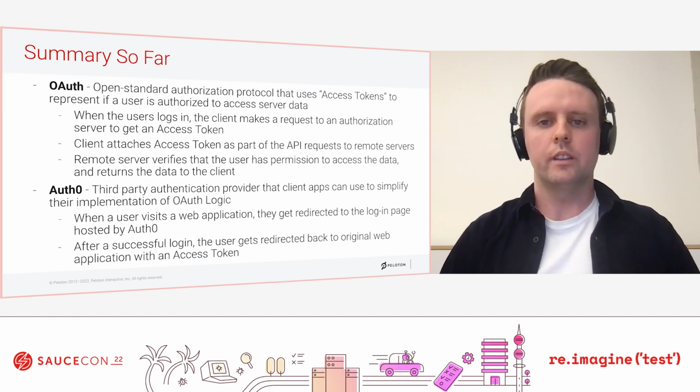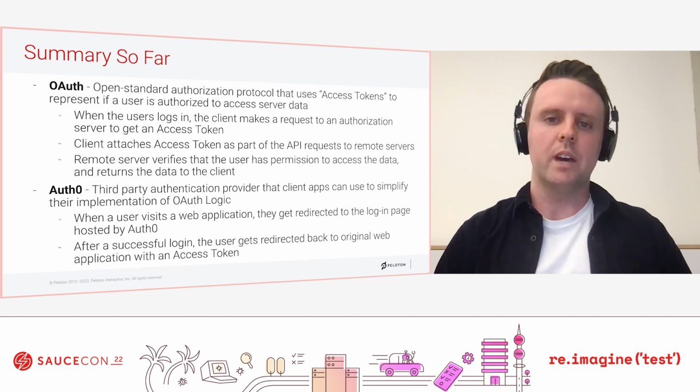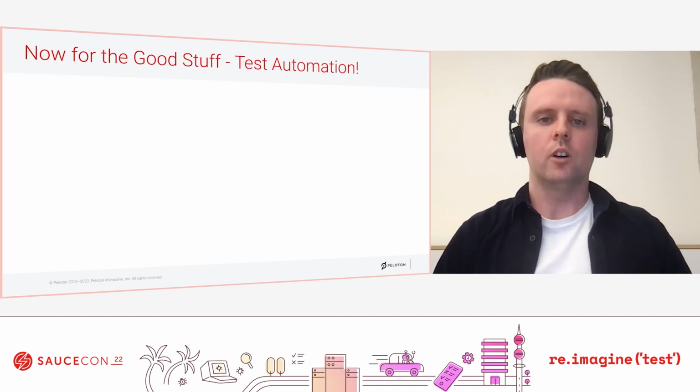In addition, we learned that Auth0 is a third-party authentication provider that client apps can use to simplify their implementation of OAuth logic. When a user visits a web application, they get redirected to the login page hosted by Auth0. After a successful login, the user gets redirected back to the original application with an access token. Now that we all have an understanding of OAuth and Auth0, we can jump into the good stuff about how this relates to test automation.